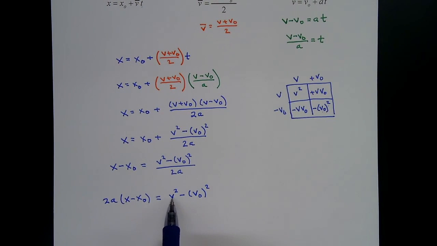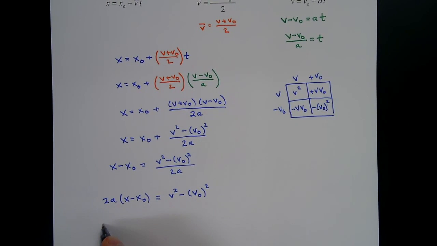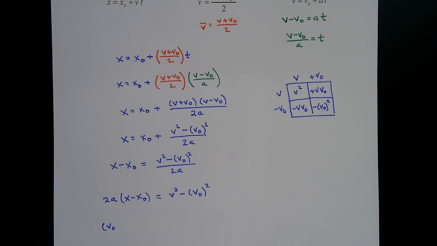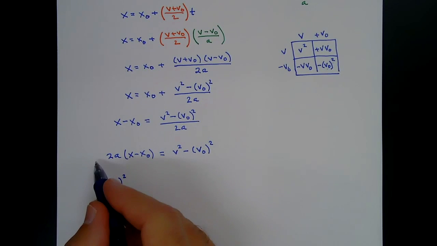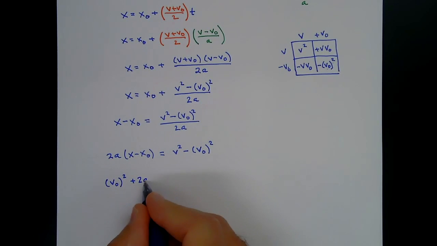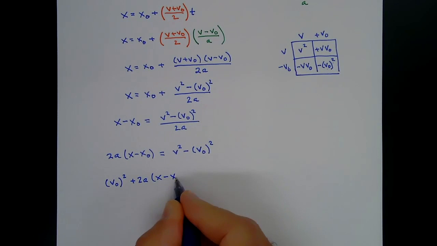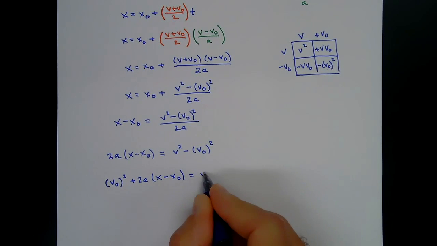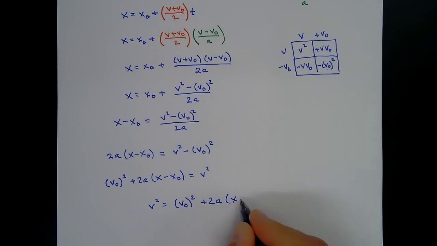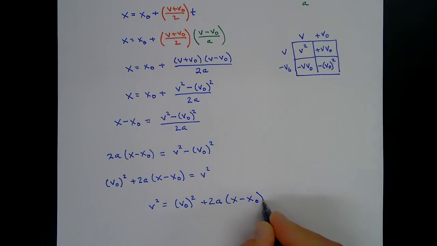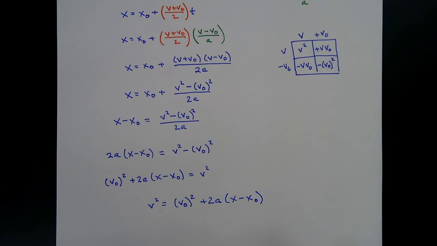And then I'm going to get this v squared all by itself, so I'm going to add v sub o squared to both sides. So that would wind up giving me v sub o squared, because over here it's minus, so over here it's going to be adding, and then plus 2a times x minus x sub o is equal to v squared. Or the final velocity squared is equal to the initial velocity squared plus 2 times the acceleration times x minus x sub o.